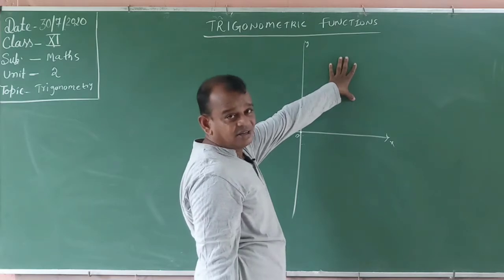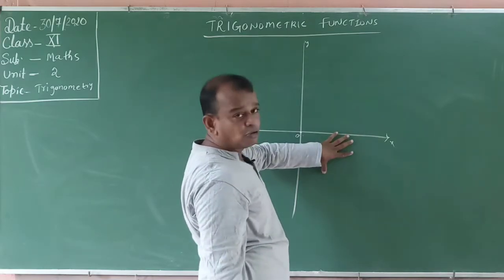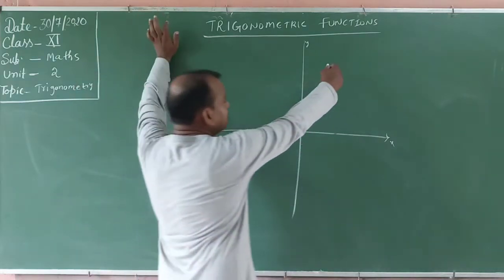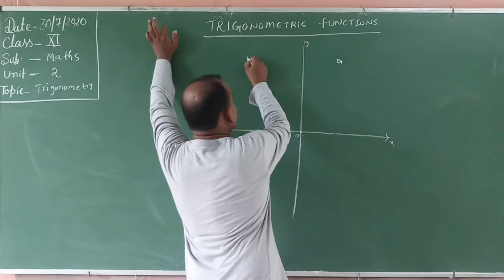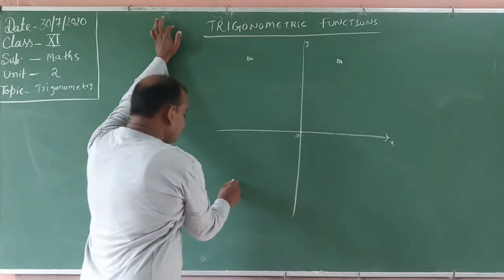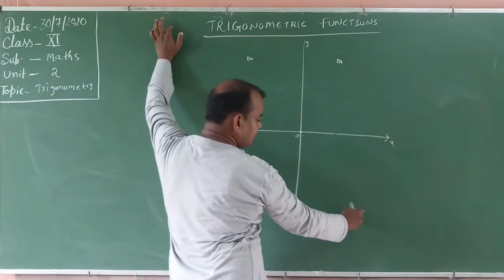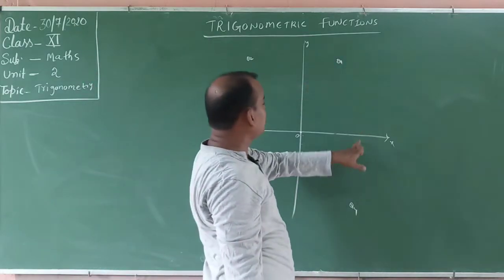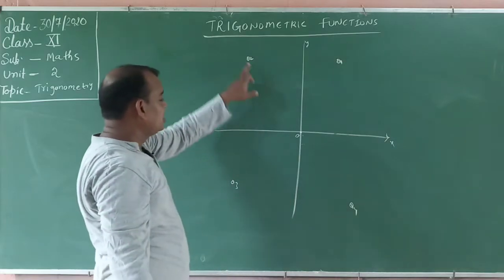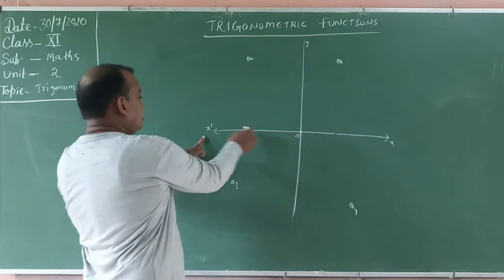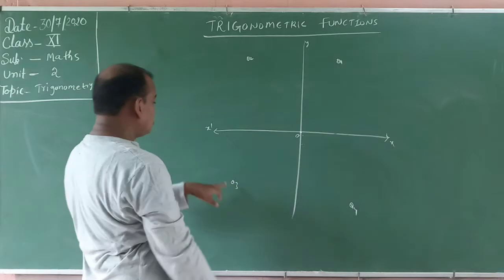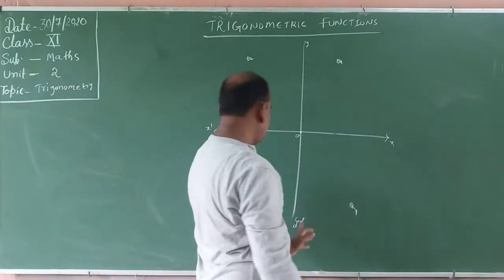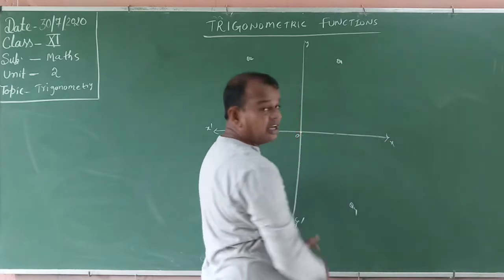This coordinate axis divides the plane into 4 parts. Each part is called a quadrant. This is the first quadrant, this is the second quadrant, this is the third quadrant, this is the fourth quadrant. What are the coordinates of a point in the 4 quadrants? This is x comma y. In the first quadrant, x positive, y positive. In the second quadrant, x negative, y positive. In the third quadrant, x negative, y negative. In the fourth quadrant, x positive, y negative.